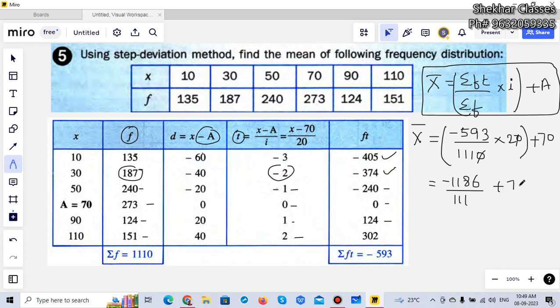If you divide it by 111, you get 10.68. So this is plus 70 here. So this will give you minus 10.684, so I can say 10.68, plus 70. So if we subtract it from 70, what do we get? 59.315, so basically 59.32 we can say. So the mean is how much? 59.32. Fine. And this is the answer.